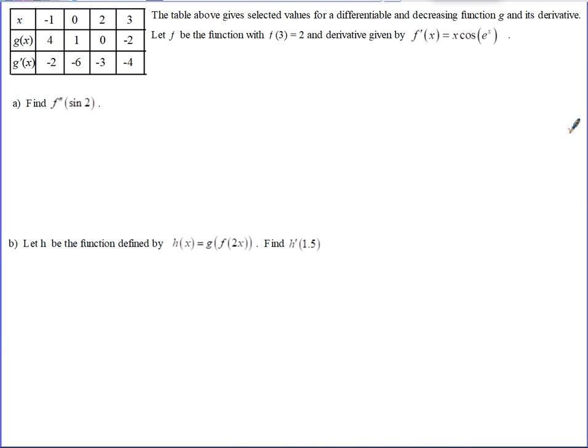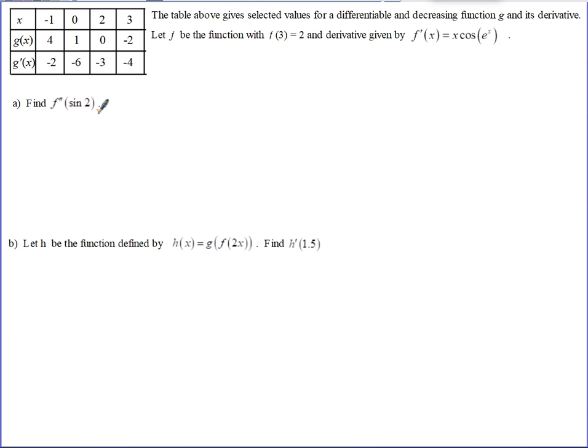Notes for AP Calculus on the topic of derivative rules continued. So it says the table above, well in this case it's not above, but right next to it here, gives selected values for a differentiable and decreasing function g and its derivative, g and g prime, and let f be the function with f of 3 is 2 and the derivative given by f prime of x is x cosine of e to the x. And we want to find f double prime of the sine of 2 for part A.